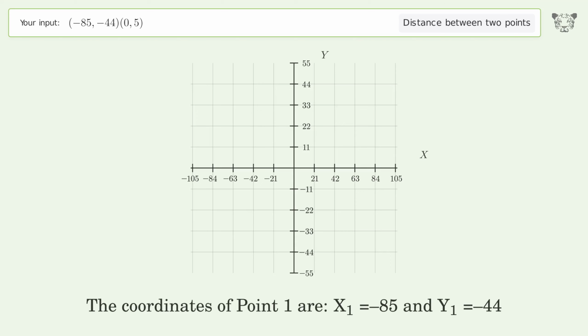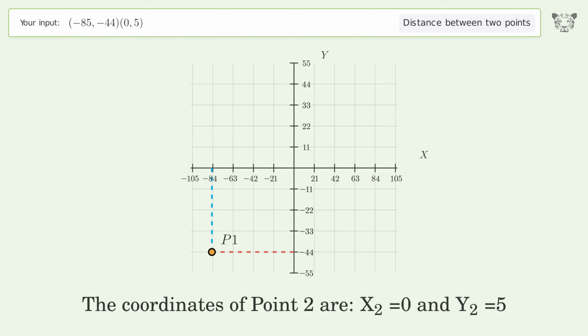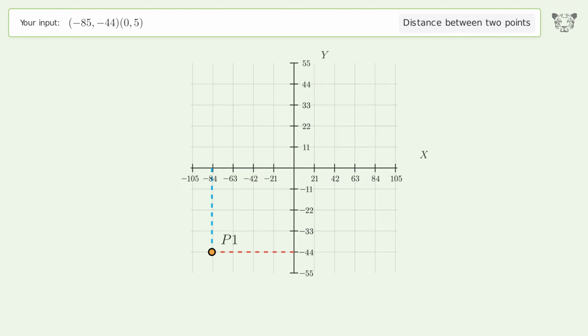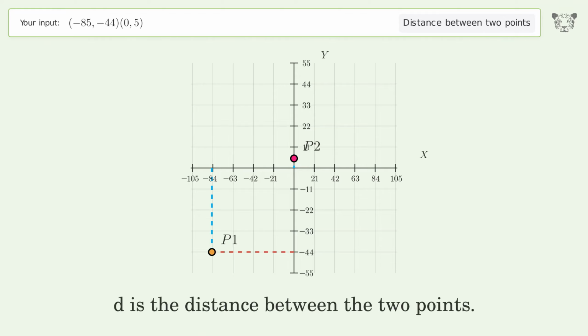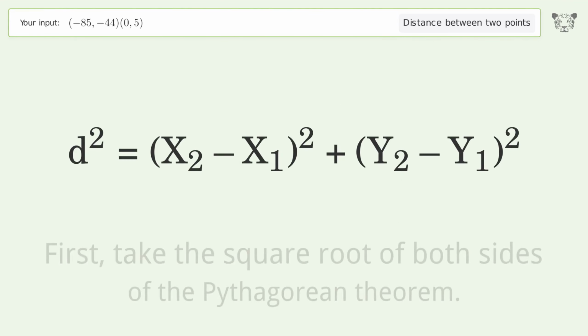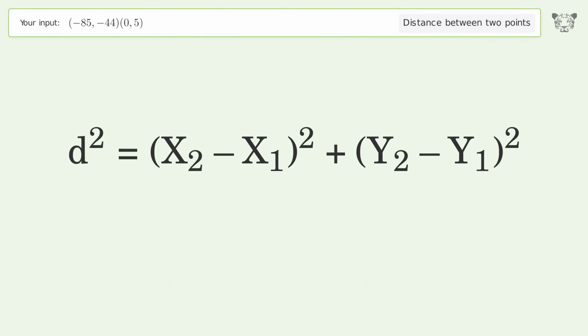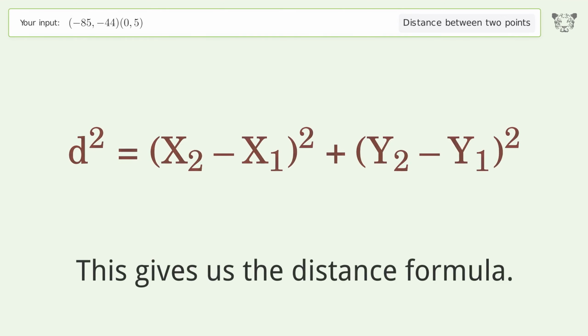The coordinates of point 1 are x1 equals -85 and y1 equals -44. The coordinates of point 2 are x2 equals 0 and y2 equals 5. D is the distance between the 2 points. First, take the square root of both sides of the Pythagorean theorem. This gives us the distance formula.